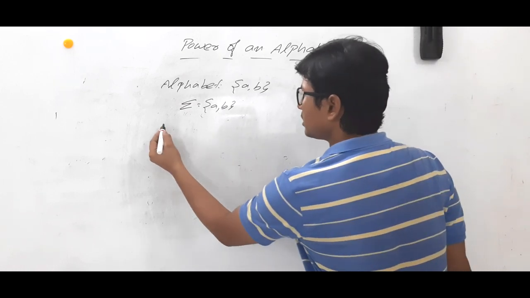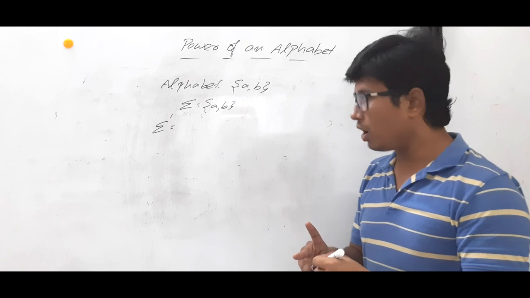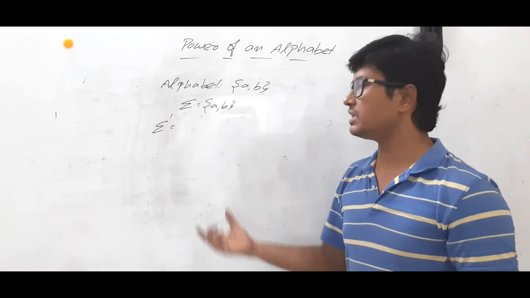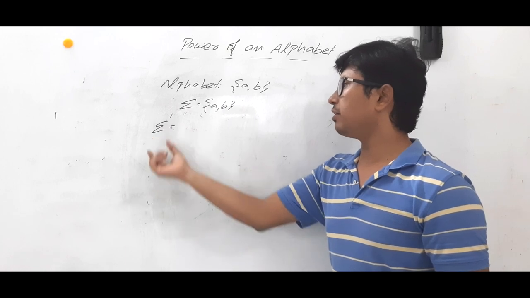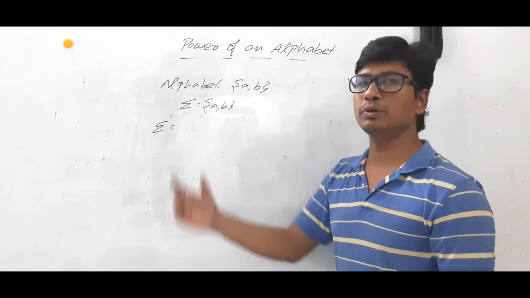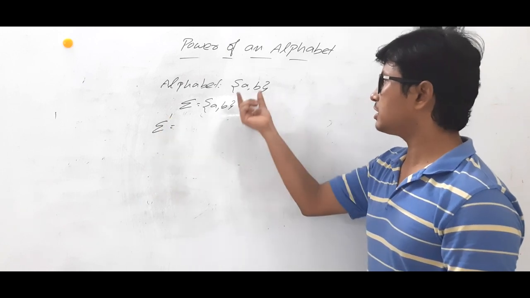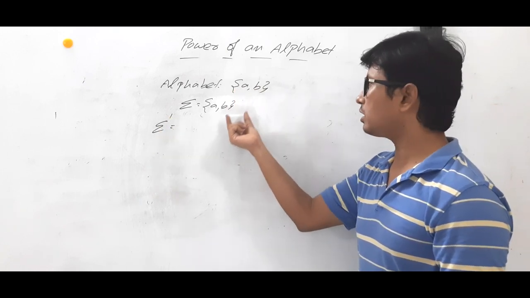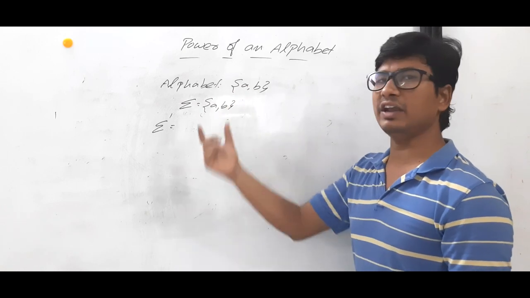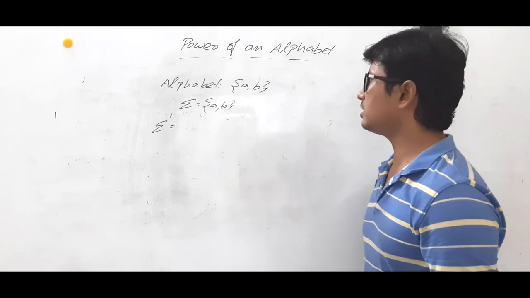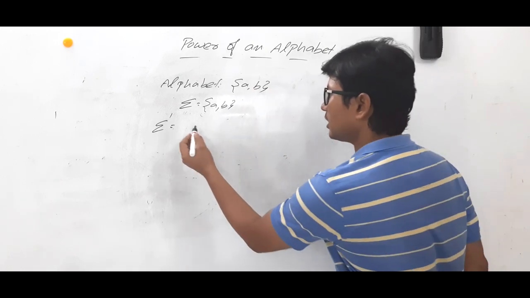If I say sigma power 1, the meaning is: what are the strings I can generate using the alphabet with power 1, meaning the length of the string should be 1. Let me repeat again. If I say sigma power 1, where sigma is {A, B}, what are the strings I can generate using A, B of length 1? The strings are A, B.